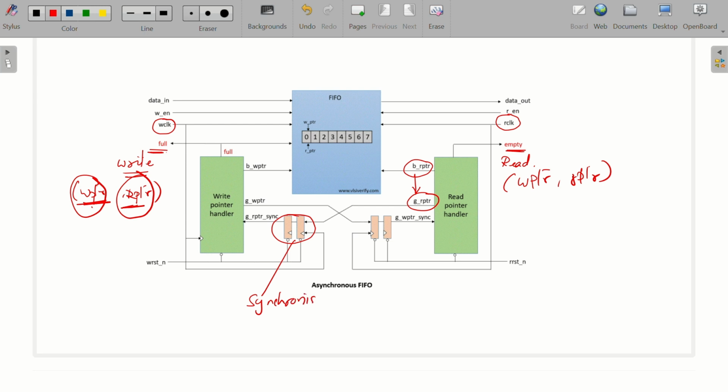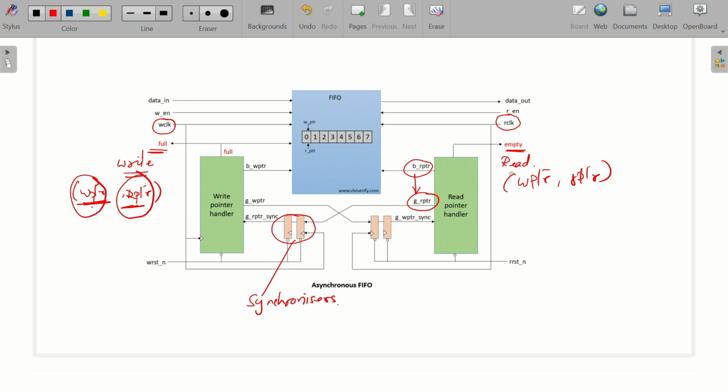And why do we need synchronizers? Because we are passing the data between two clock domains. So the gray read pointer is synchronized with respect to the write clock domain, and then that is passed in order to determine the full flag.